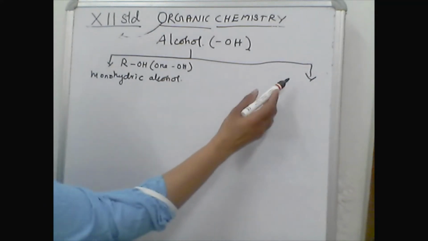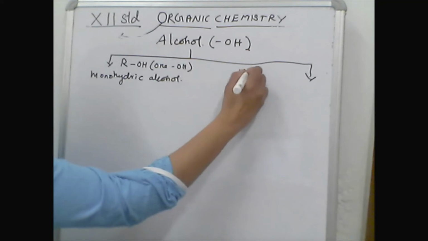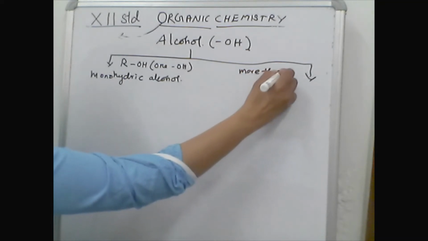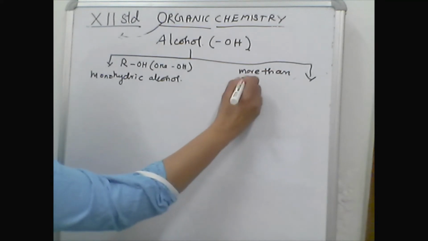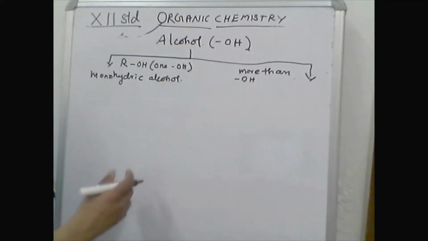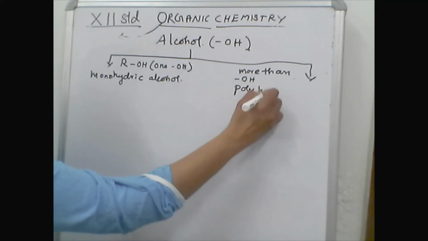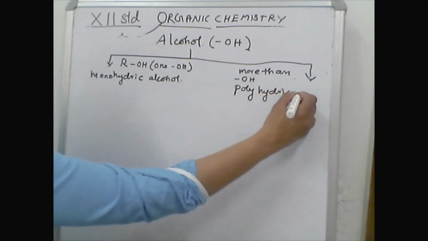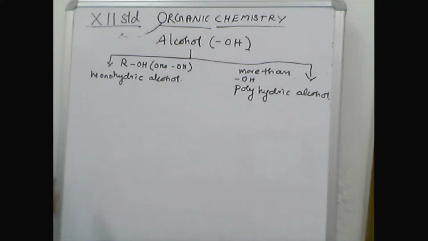Right. If the compound contains more than one OH, we call it a polyhydric alcohol, or hydroxy compound. So the first division, the main division, is based on how many OH groups are present.